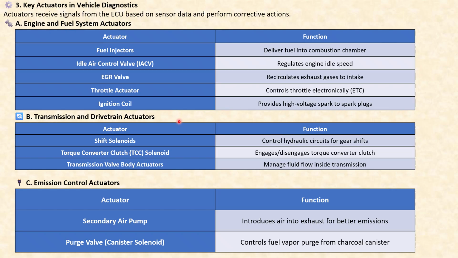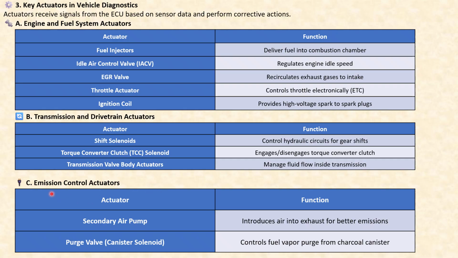Now, talking about the transmission and drivetrain actuators, shift solenoids. The first actuator in transmission is shift solenoid. It controls the hydraulic circuits for gear shifts. Now, talking about the torque converter clutch solenoid, it engages and disengages the torque converter clutch. It also talks about the transmission valve body actuators, and they manage fluid flow inside the transmission.